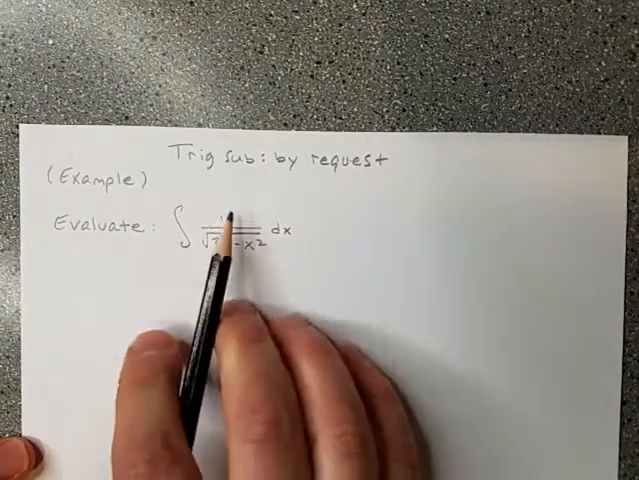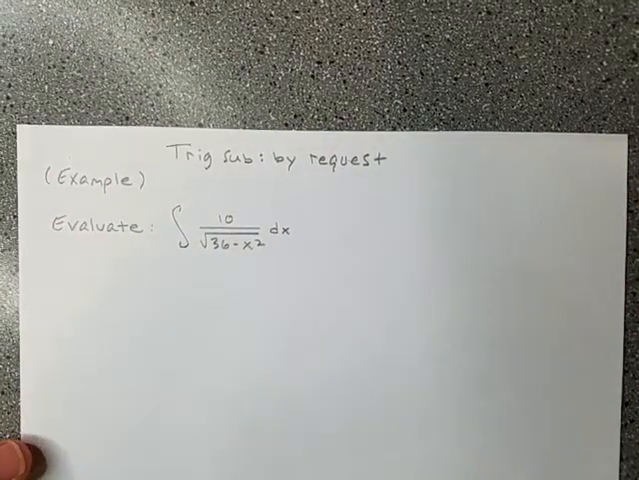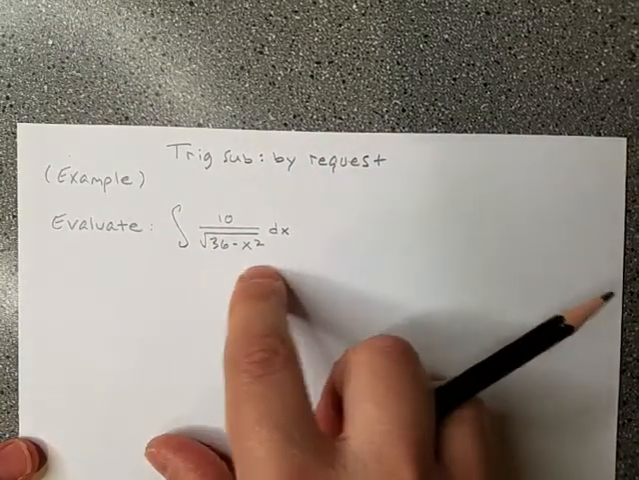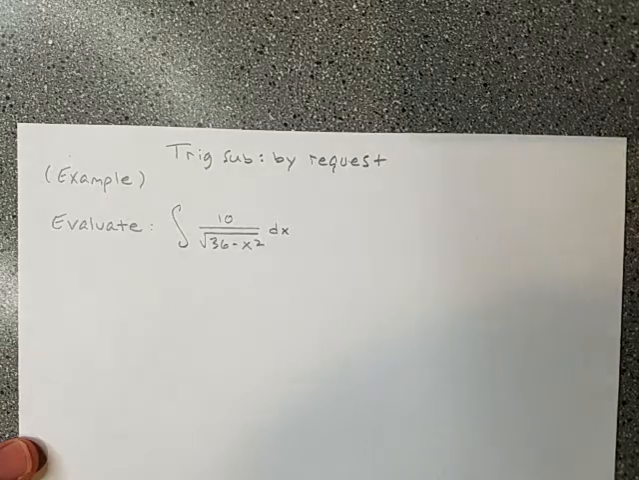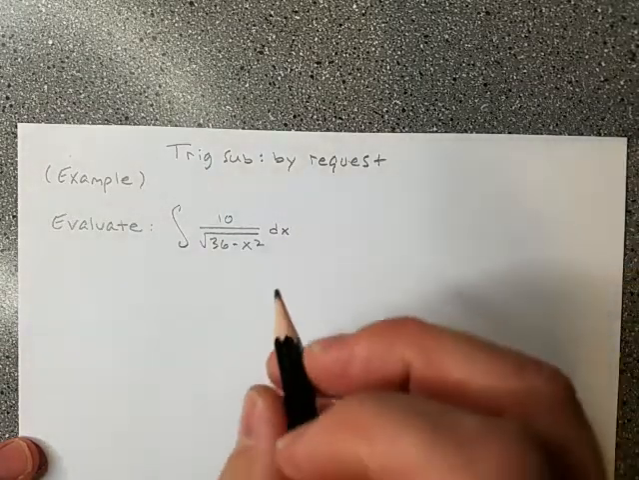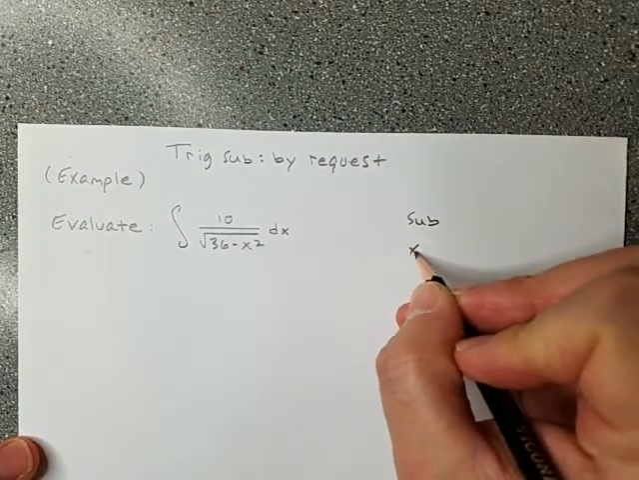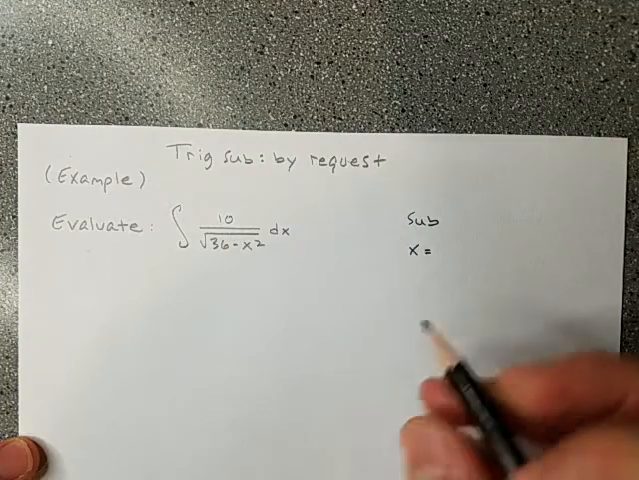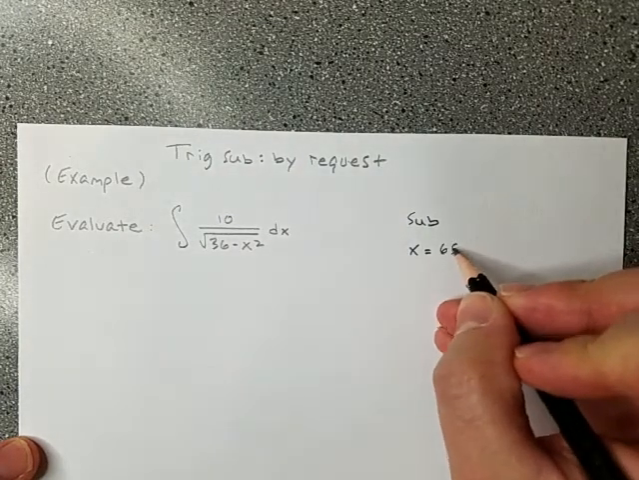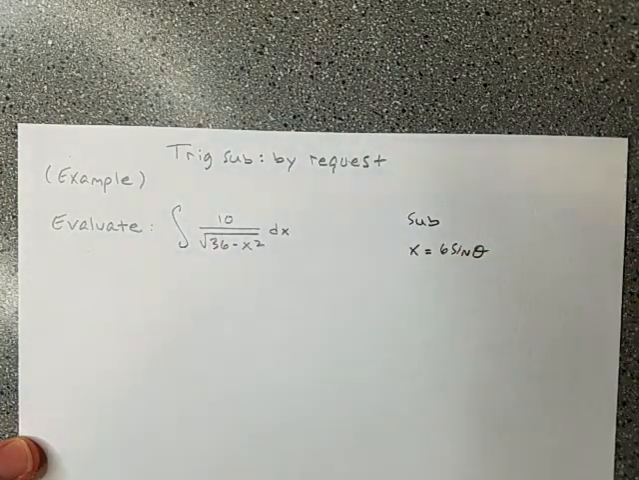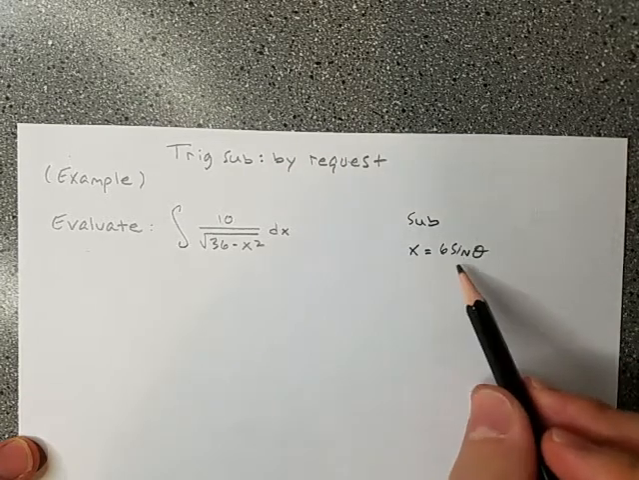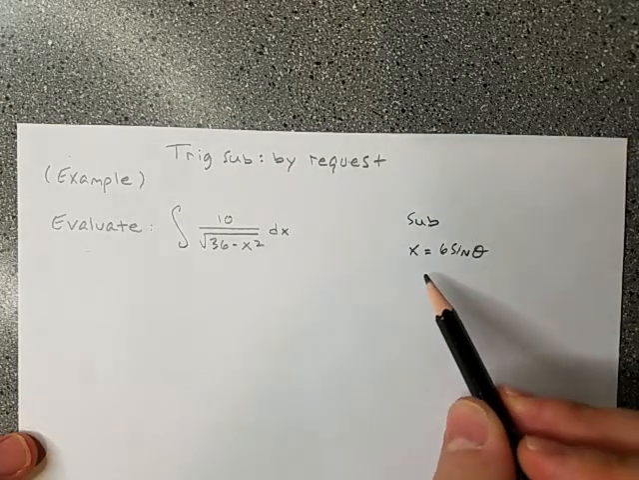So this is a trig substitution problem. We'll start there, okay? We learned lots of techniques for doing these kinds of problems, but this is trig substitution. The substitution that I want to make is x is equal to 6 sine theta. And you can decide on this substitution based on the guidelines that I've given in other videos.